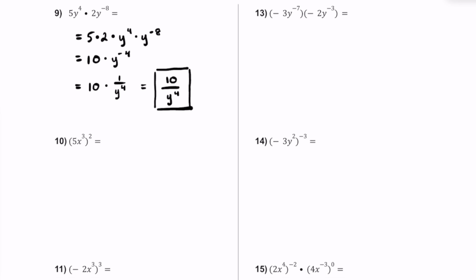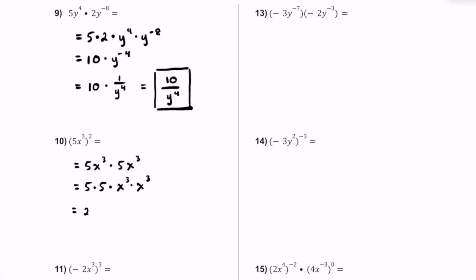For number 10, I'm going to go ahead and expand this so it's a little bit more clear. We have this 5x to the 3rd power, and we're going to multiply this by another 5x to the 3rd power. That's really what this little 2 on the outside means. It means there's 2 of those, right? So you can also think about this as, okay, we can rearrange and say it's 5 times 5, and we can say it's like x to the 3rd power times x to the 3rd power, right?